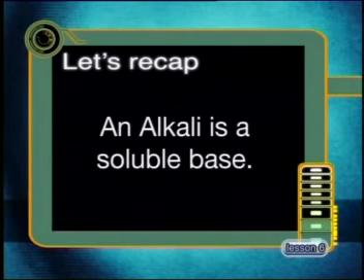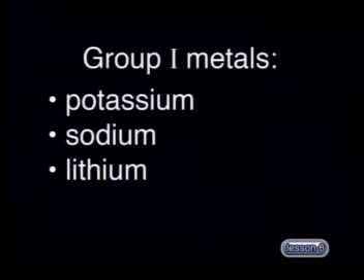Even though an alkali and a base are similar, there is an important difference. Can you remember what an alkali is? That's right. An alkali is a soluble base. We form alkalis when oxides of group 1 metal oxides dissolve in water. These metal oxides then form hydroxides. All of these group 1 metal hydroxides are strong bases.